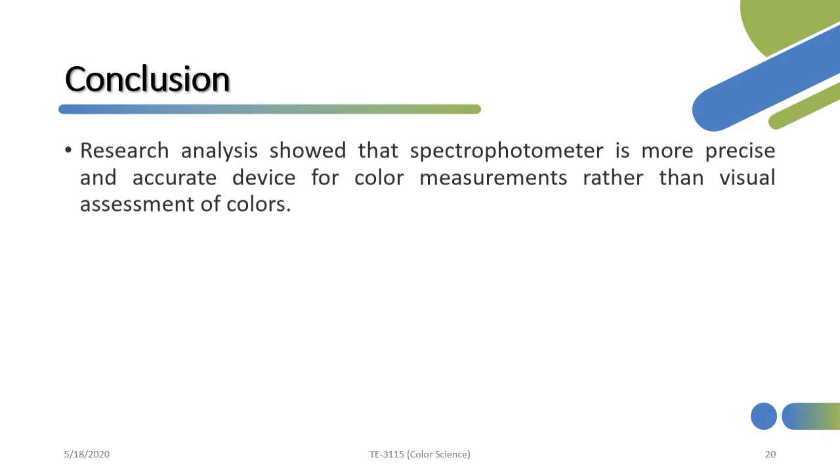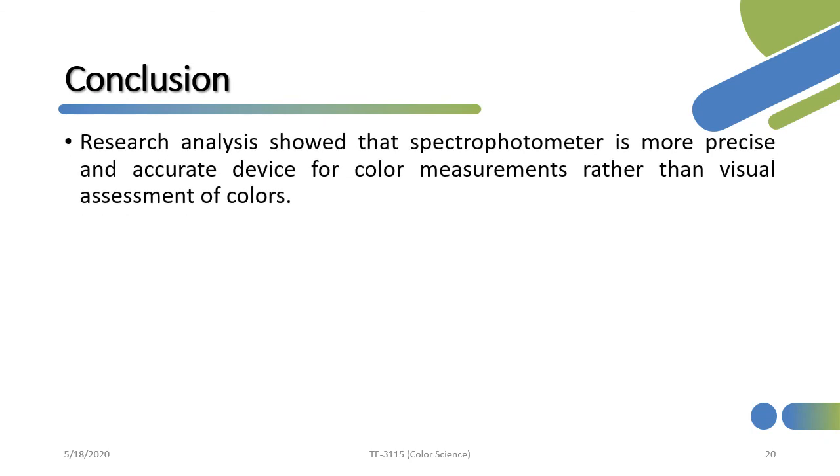Now we are heading towards the conclusion of our presentation, which is related to the summary and SWOT analysis of a research paper. The first point is that the research analysis showed that the spectrophotometer is a more precise and accurate device for color measurement than visual assessment of colors, and the same thing was experienced in the results: the color coordinate values and delta E values obtained from the spectrophotometer were more accurate than the visually assessed values from the common grayscale, because visual assessment can vary from person to person or with the condition of the eyes.